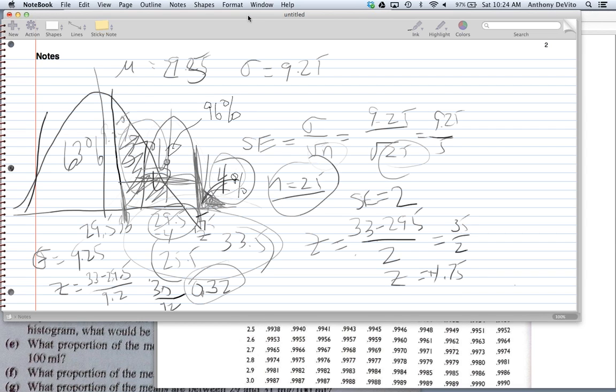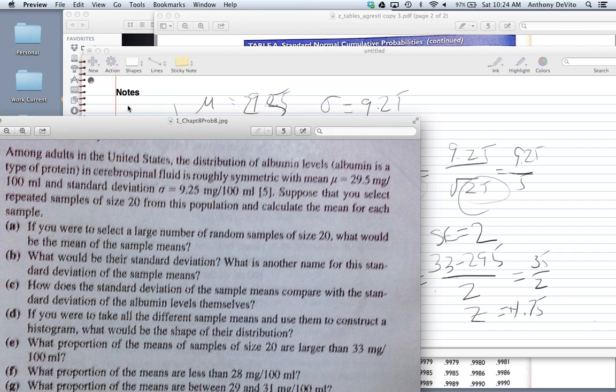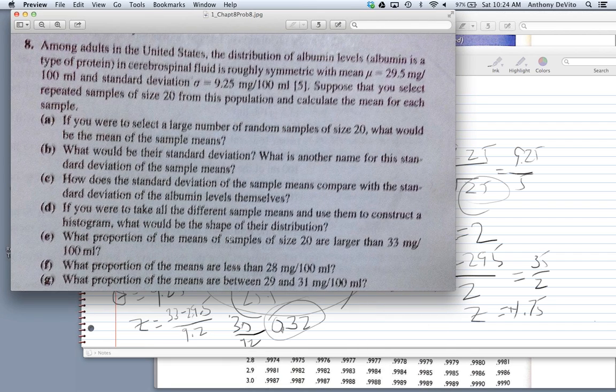And that's an illustration. That's one of the reasons why when you read these problems, you have to look at them analytically and very carefully and decide, am I working with the population or am I working with the distribution of sample means? And that's pretty critical to this. Next couple of parts, what proportion of the means are less than 28? What proportion of the means are between 29 and 31? Again, they're talking about means.